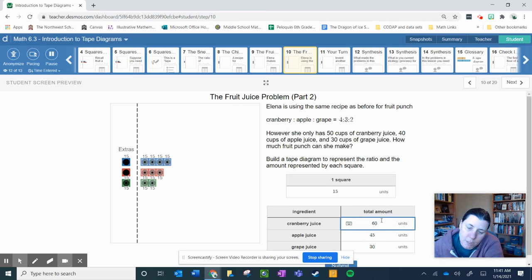So these are in the right ratios, 60 to 45 to 30 is the same ratio as 4 to 3 to 2. But if you look at this part where it says, however, she only has 50 cups of cranberry juice, if I'm going to use all 30 cups of grape juice, I would need 60 cups of cranberry juice, but I don't have that much. And also I don't have enough apple juice either. I have 40 cups of apple juice, I would need 45. So I cannot use all 30 cups of my grape juice, which means that 15 is too big.